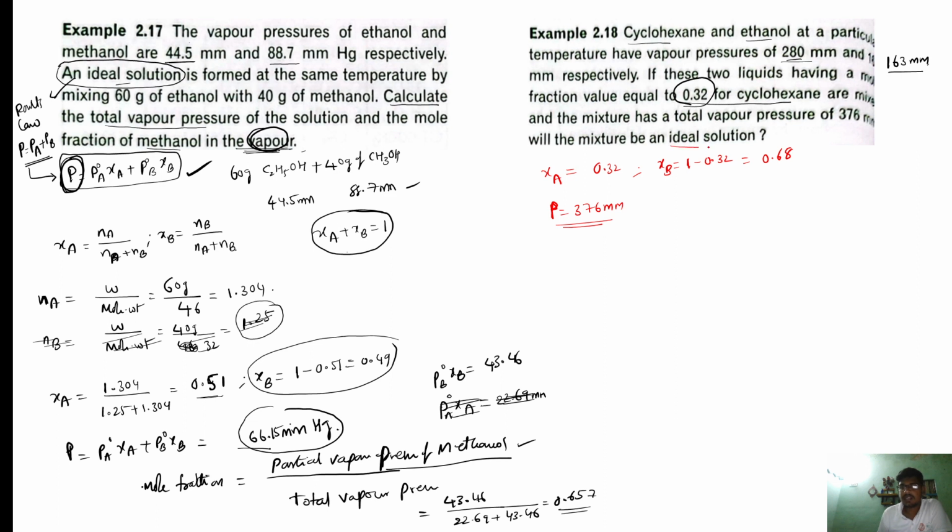And they told that it is an ideal solution. Just same formula apply here: P equal to PA naught into XA plus PB naught into XB. See, in the first question, they have given this and they asked you to find out total vapor pressure. But in this case, they have given the total vapor pressure, and they are asking you to check whether they can form an ideal solution or not.